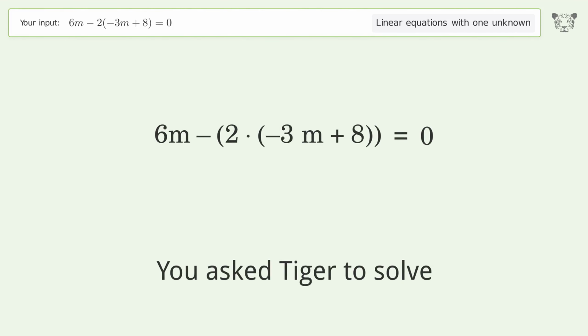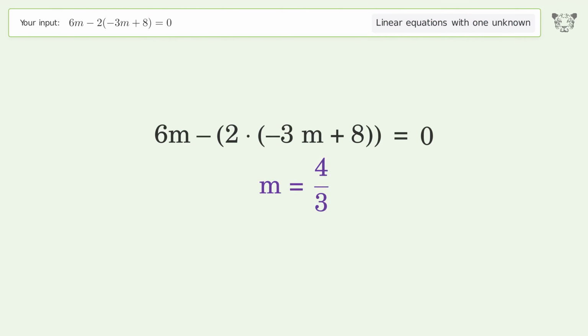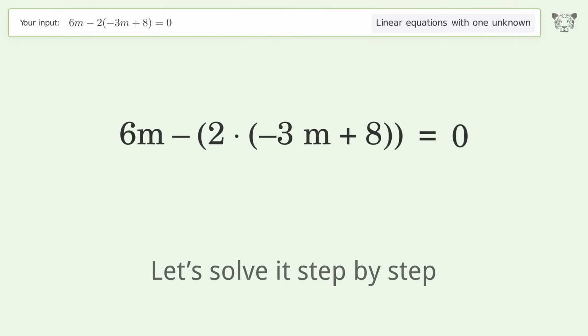You ask Tiger to solve. This deals with linear equations with one unknown. The final result is m equals 4/3. Let's solve it step by step.